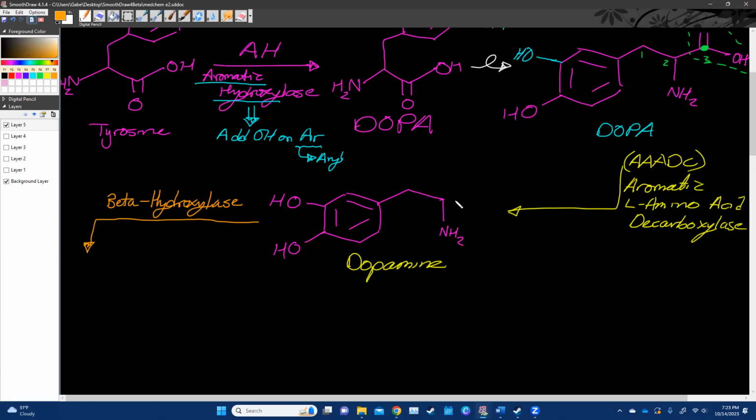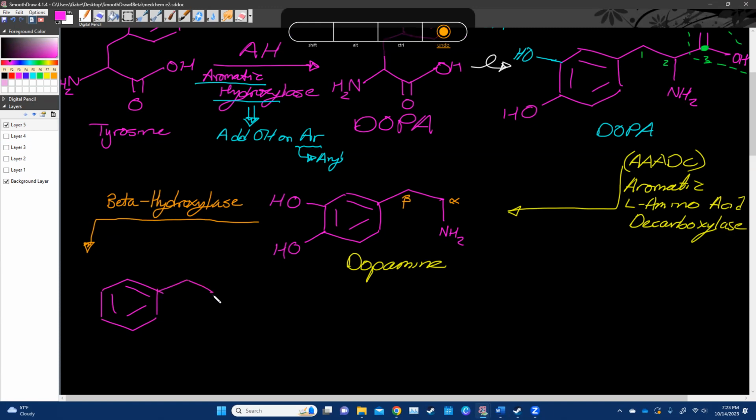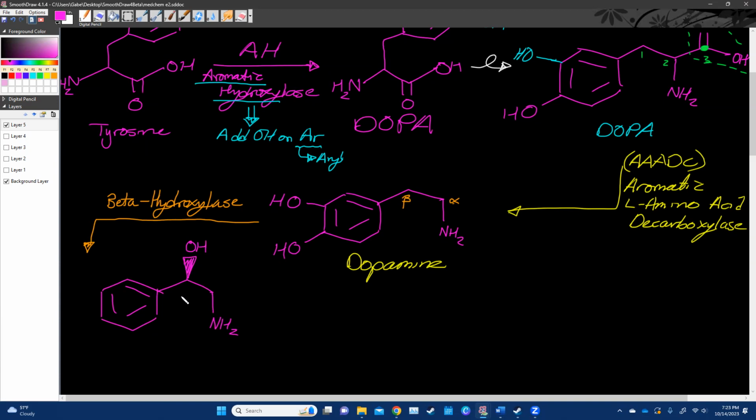And essentially, we have the alpha carbon here, and we have the beta carbon there. So we should expect to see an OH show up in that beta position. And specifically in the body, it always puts it in an R configuration. Naturally formed norepinephrine is an R configuration.